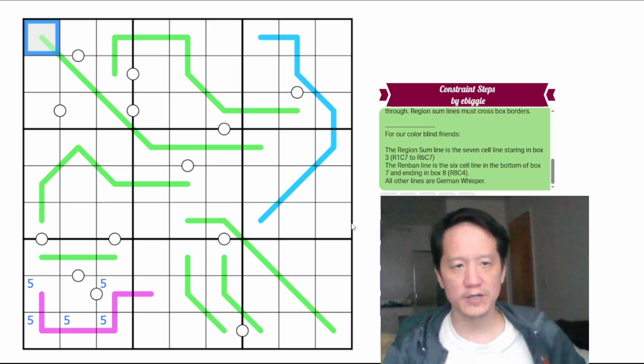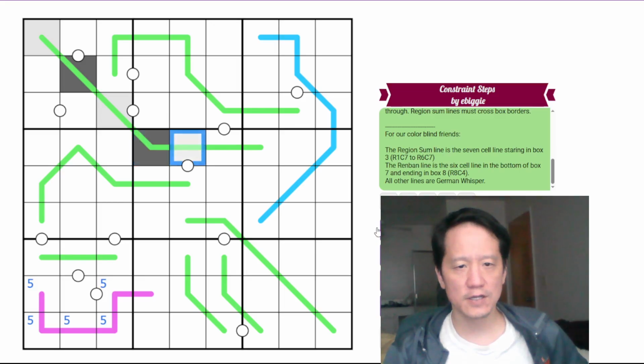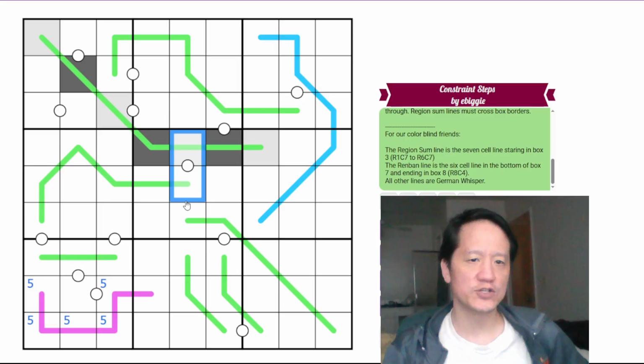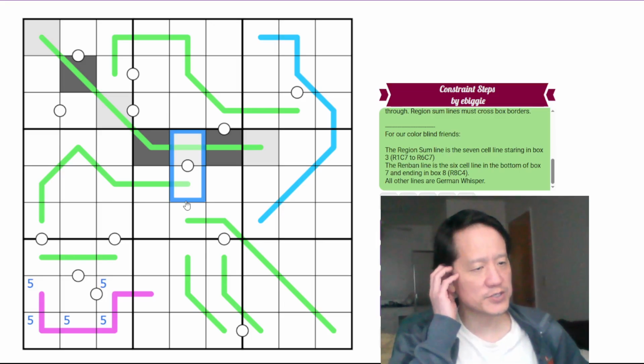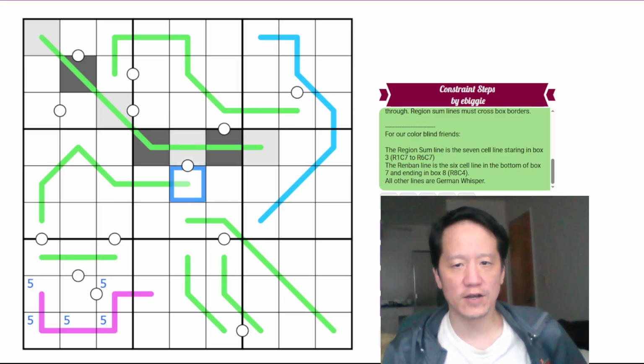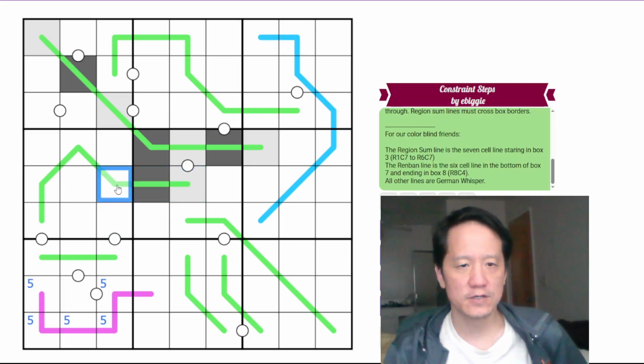So this could be low or light. We're going to put light and dark, I guess. This is light and dark. This is light. This is dark, light, dark, light. Well, these are consecutive, and they're both on a German whisper line. So they have to be the same low or high value, right? Because you can't cross 5. So this is low, light. This is dark. This is light. This is dark. This is light.